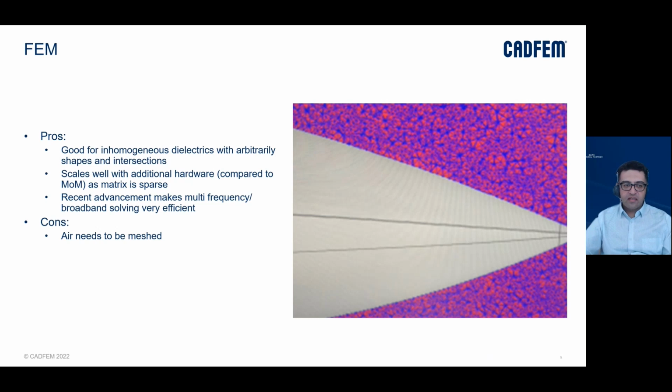And as a frequency domain solver, with recent advancement from ANSYS, credit due to them, if you have a multi-frequency or broadband problem, there are new techniques that make solving very efficient. The biggest disadvantage of FEM is that air needs to be meshed. So if your problem has loads of air, that would be problematic.